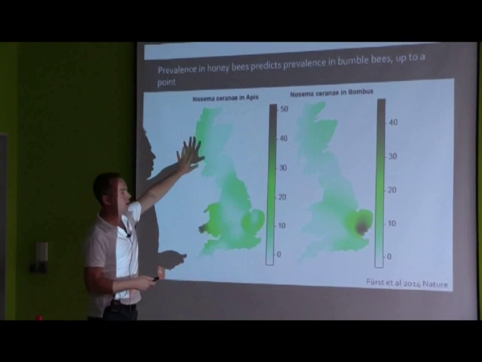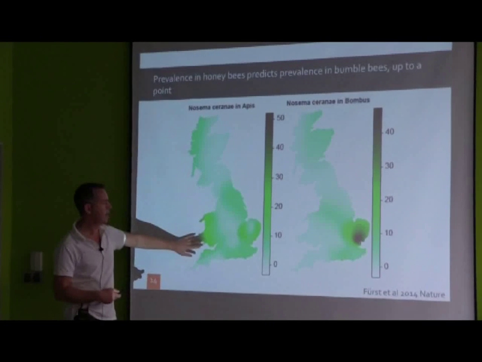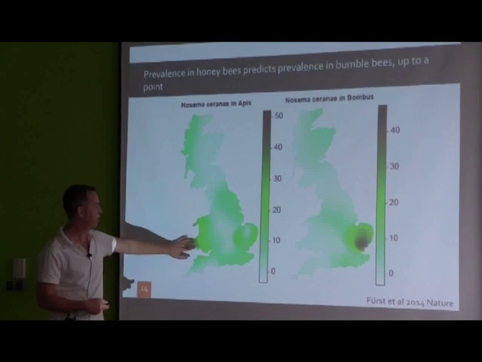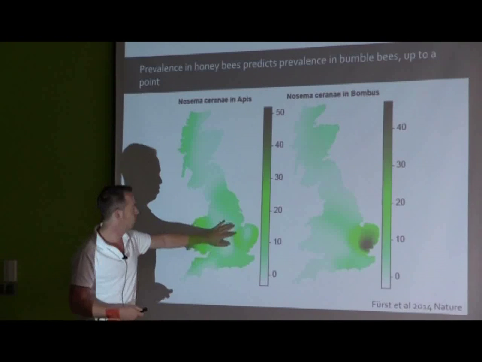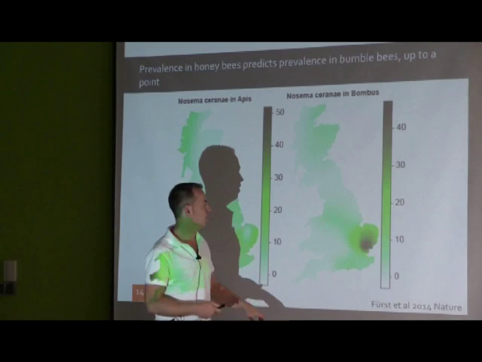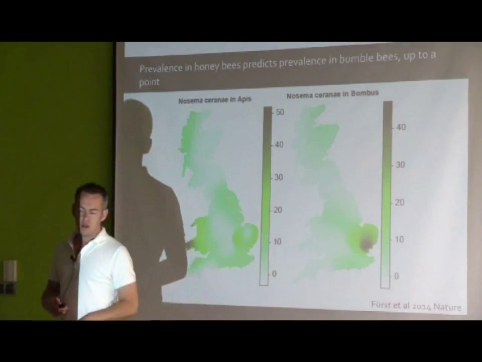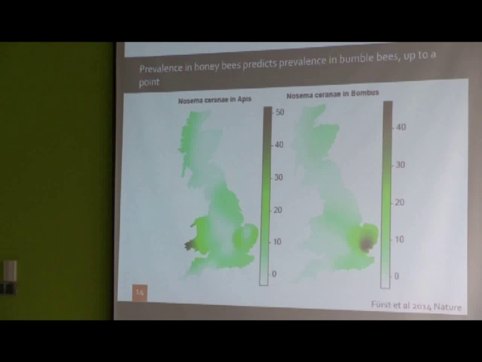So this is Nosema ceranae in honeybees. And the darker color shows where you would expect the prevalence to be higher. So here in the southwest of Wales, but also in areas in East Anglia. And this is Nosema ceranae in bumblebees, and here the prediction is that the prevalence would be much higher in this whole East Anglian area. And the models suggest that when this fungus is present at relatively low levels in honeybees, it predicts quite well its prevalence in bumblebees. But as soon as that prevalence in honeybees gets higher, it seems to swamp any pattern out.